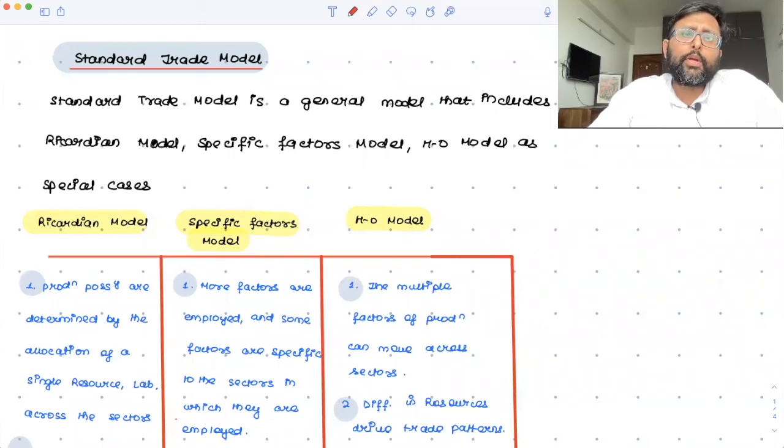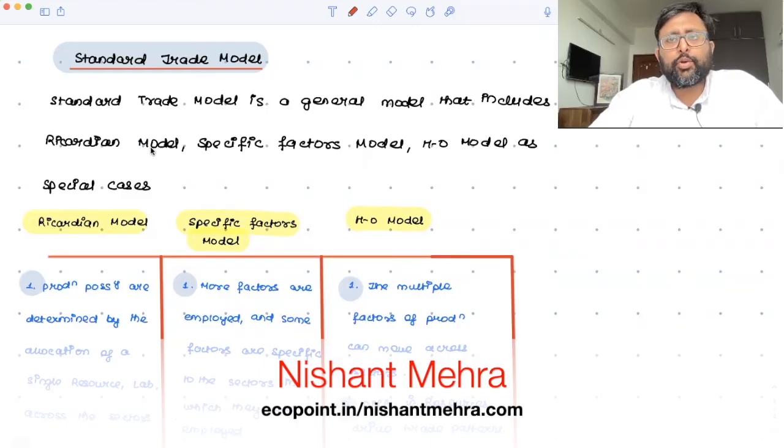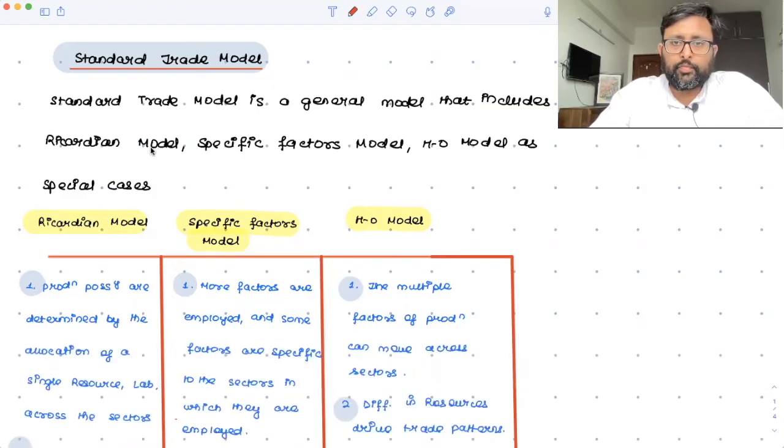Now let us start with the standard trade model. We have seen three kinds of model up until now. We have seen the Ricardian model, the Heckscher-Ohlin model, and the specific factors model. Now this model, the standard trade model, is going to include all three of them. It is a general model which is going to include all three of them.